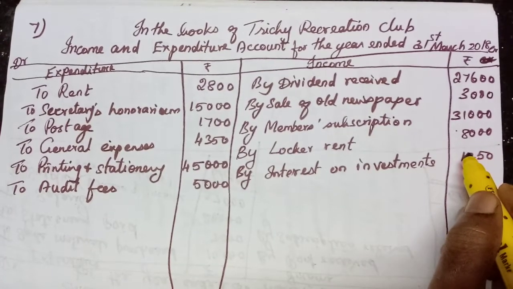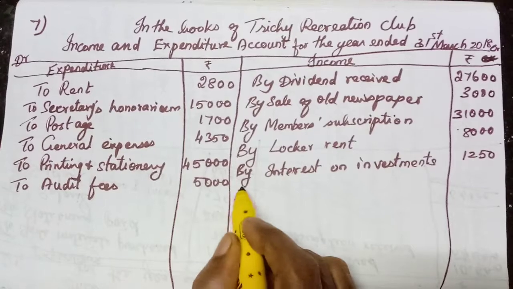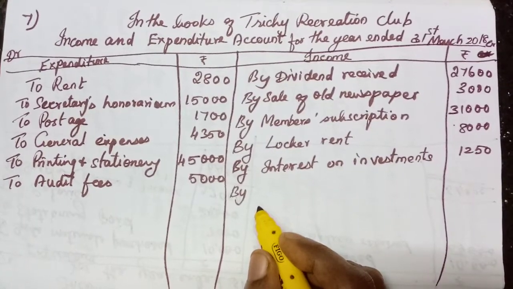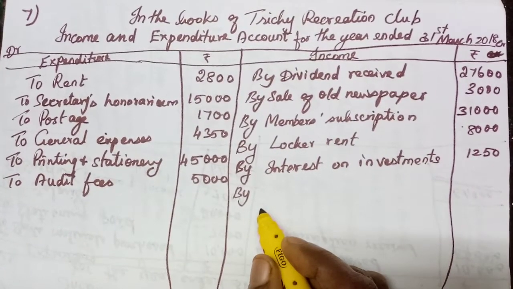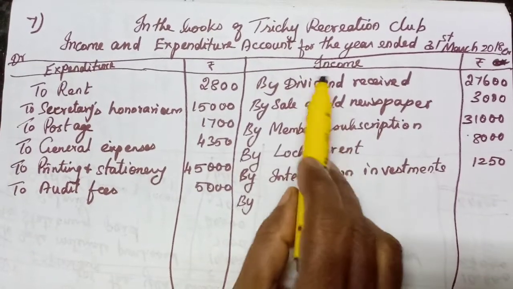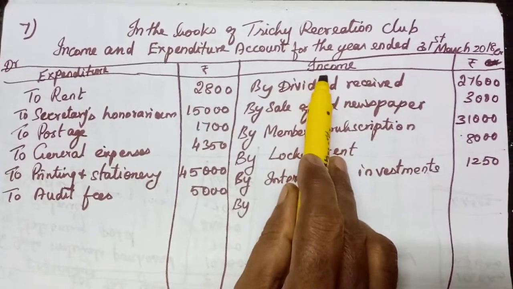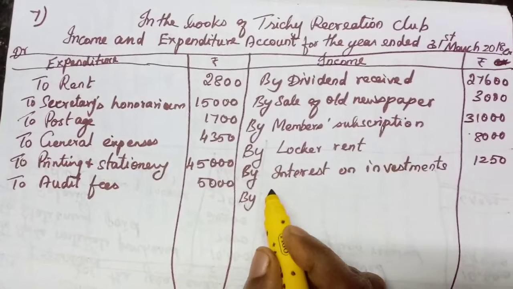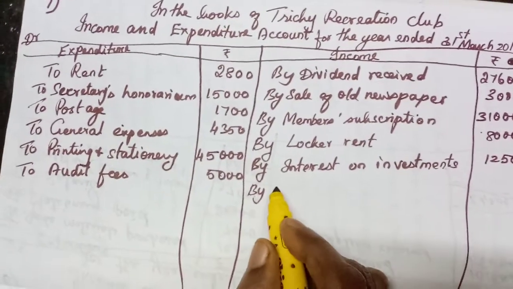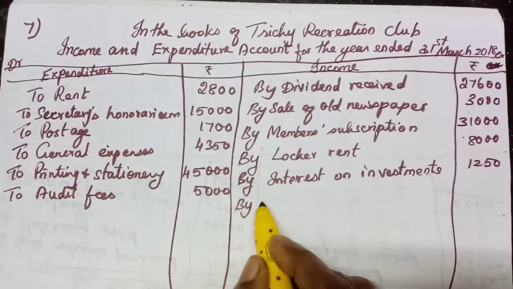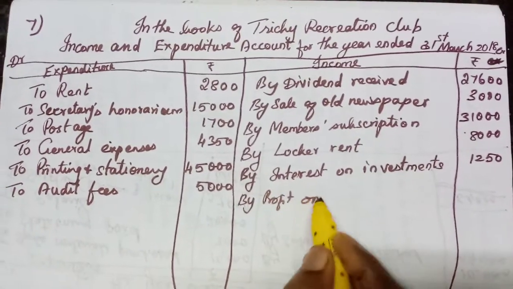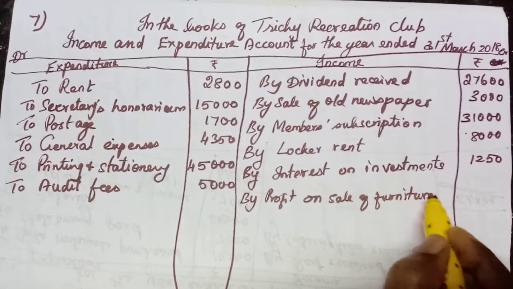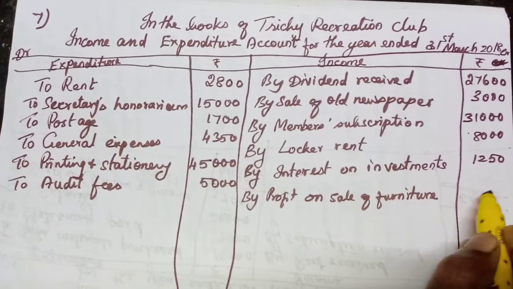Then sale of furniture. We should not write sale of furniture. We have to calculate if it is profit or loss. The furniture of 4,400 we have sold for 5,000, so we have got a gain. That's why we are writing it on the income side. If it is an expenditure loss, we have to write it on the debit side. Here we will write by profit on sale of furniture, 600.